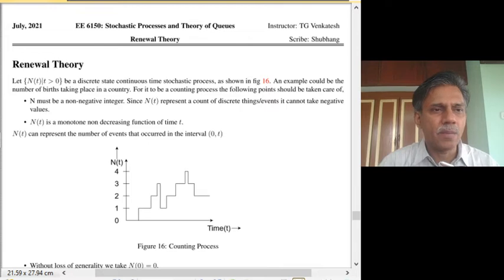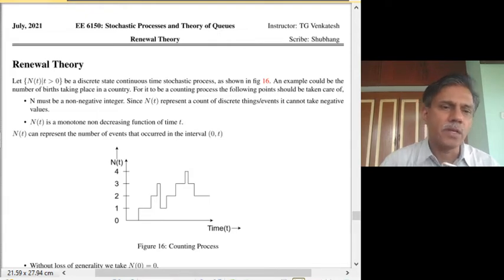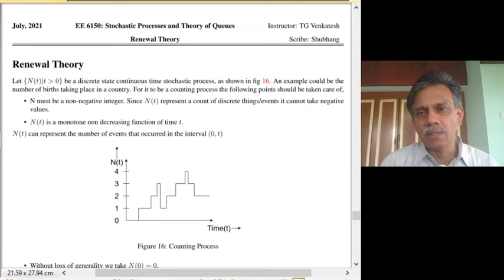For example, N(t) may represent the number of births that take place in a country, number of accidents that has occurred, number of times let us say the stock market price has crossed a threshold during a trading session, and things of that kind. Basically, it is a count of some event that is of significance to the current discussion that we are interested in. So because it physically represents a count, we will call it a counting process.